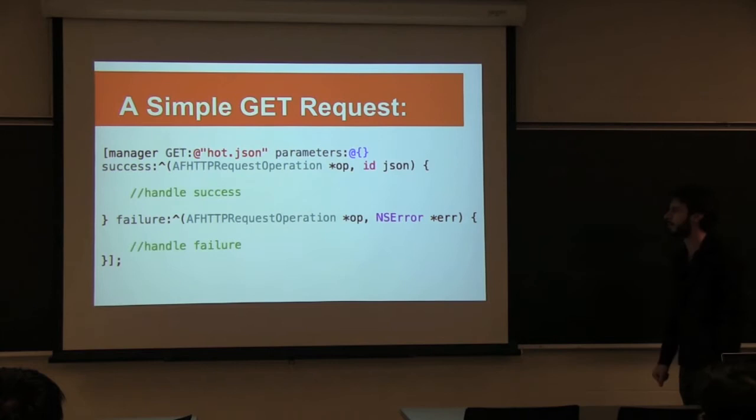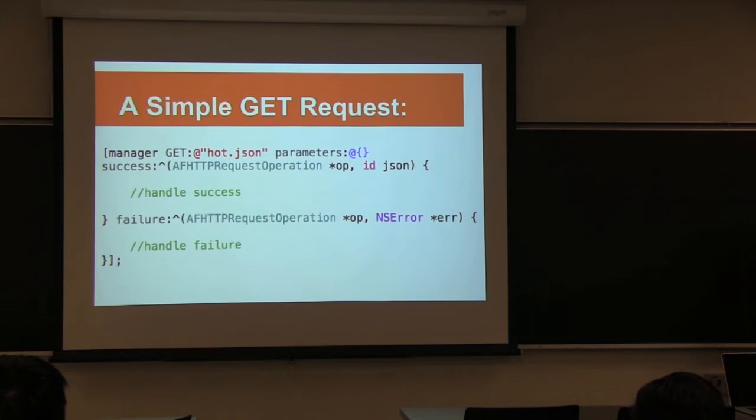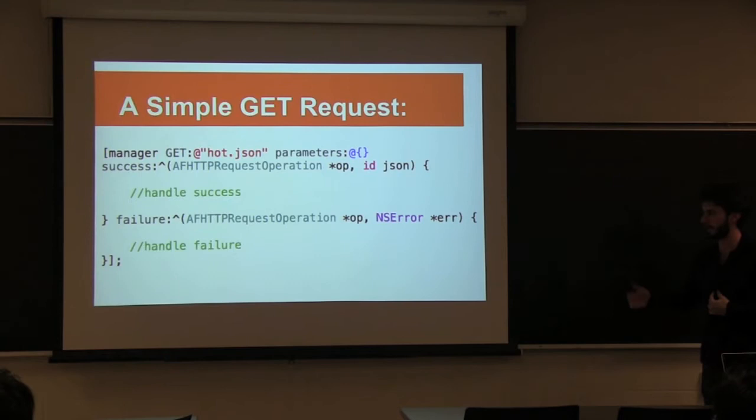We just have a manager. Manager is something we declared elsewhere. If you're following along in the code, that's RBAPIManager. I'll show that in a second. And all we have to do for that is specify a base URL, so reddit.com. That's the only magic that's happening here. Other than that, this is the exact call that we would make.